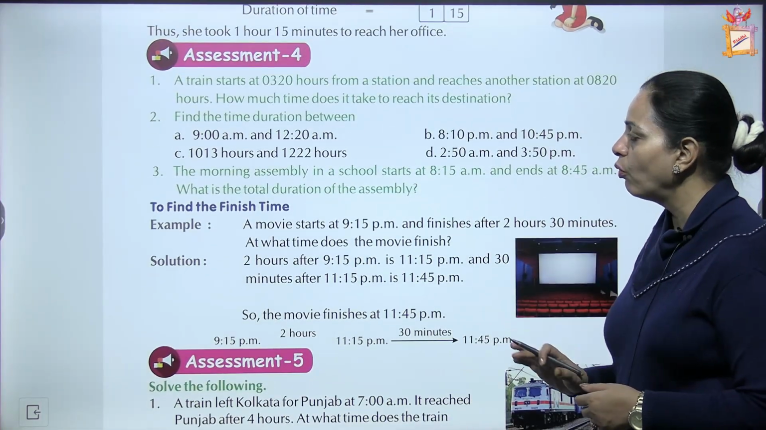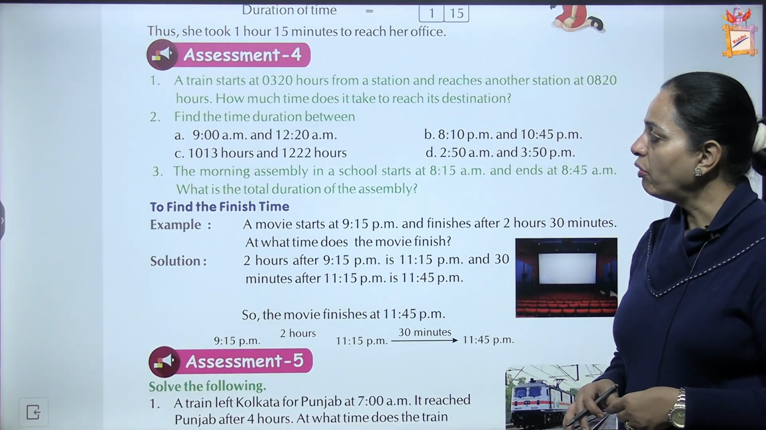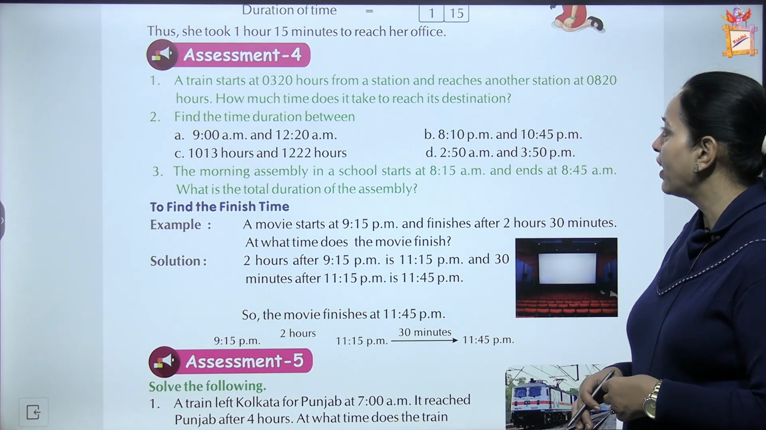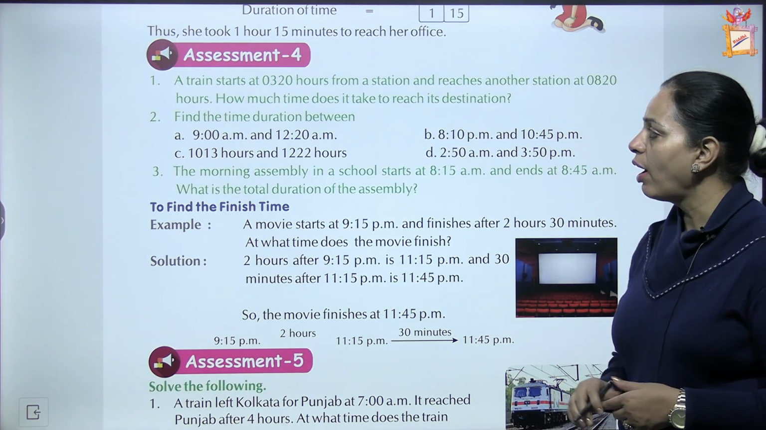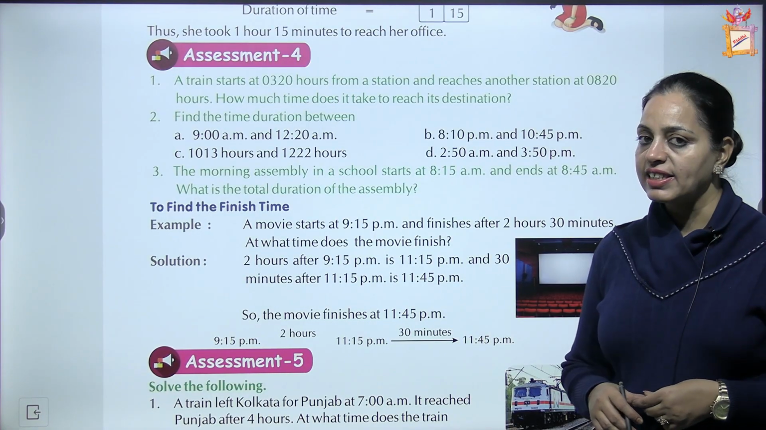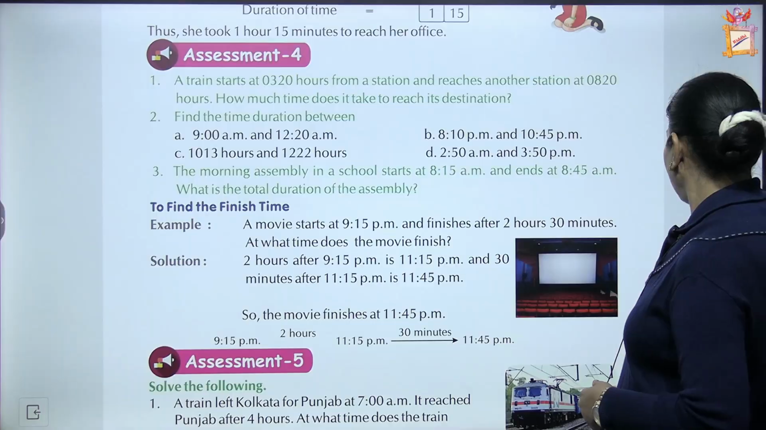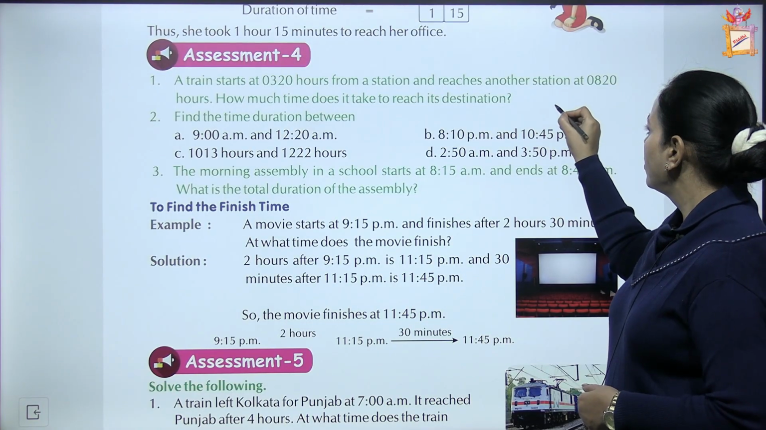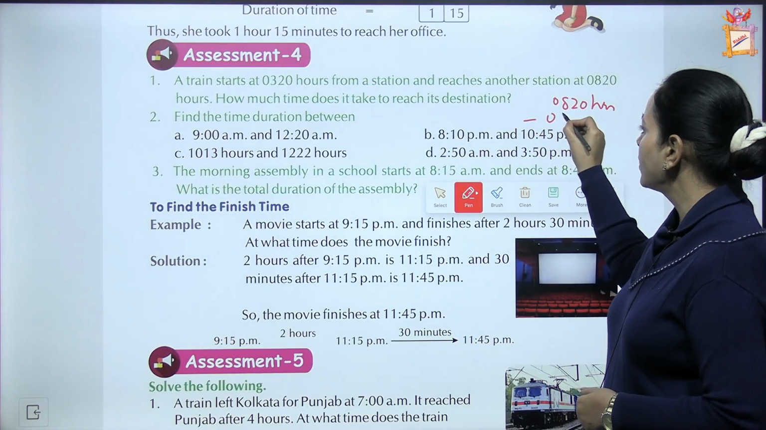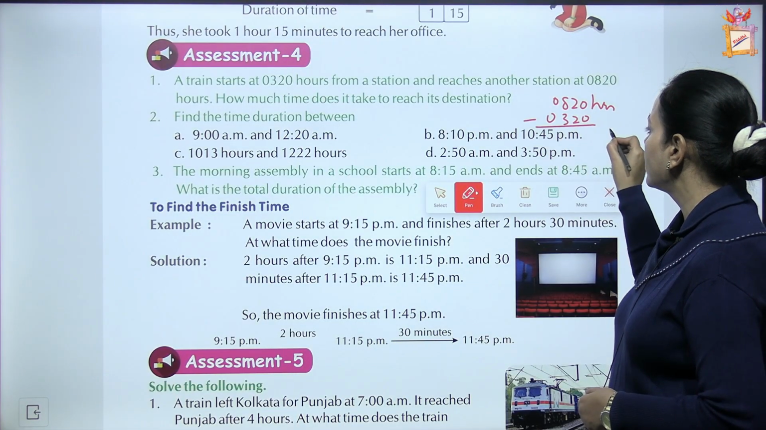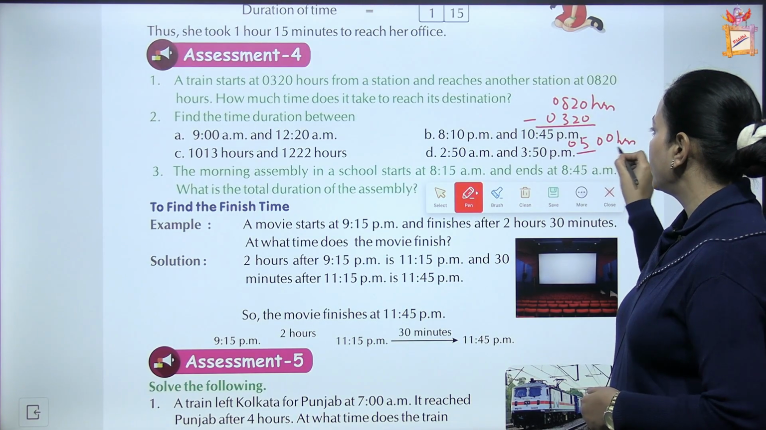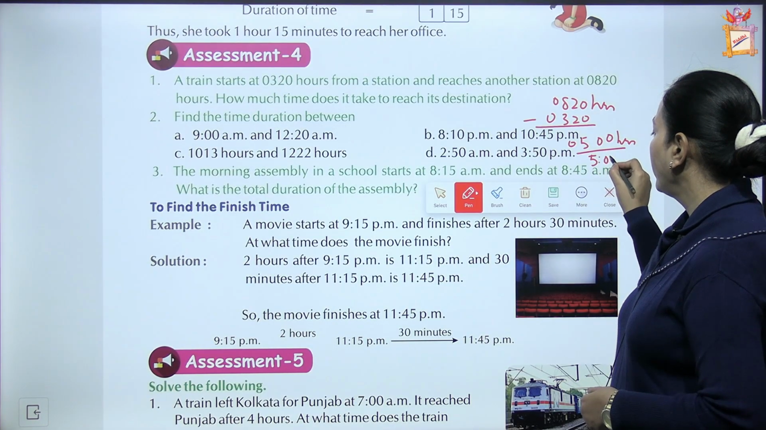Now assessment 4, like first question. A train starts at 3:20 hours from a station and reaches another station at 8:20 hours. How much time does it take to reach its destination? So we will subtract, finishing time 0820 hours minus 0320 hours. So you are getting 5 hours. It means 5 AM.